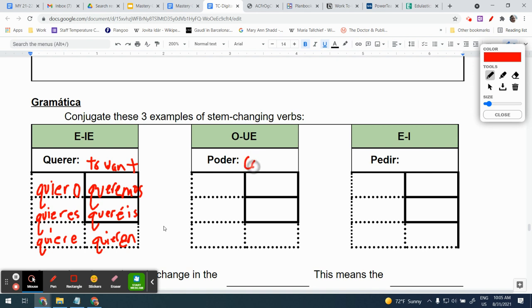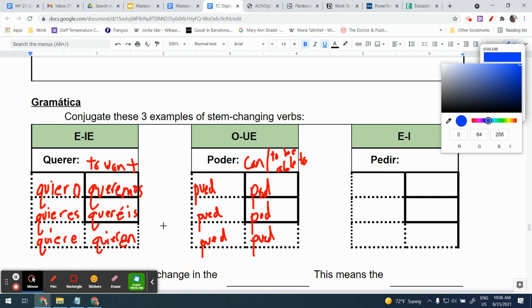Poder, can or to be able to. All right? Poder is an O to UE. My stem looks like it should be pod, but inside my boot, it's going to be pued. Pued, and again over here, pued. But for the two that are outside the boot, it is going to be pod. Good?